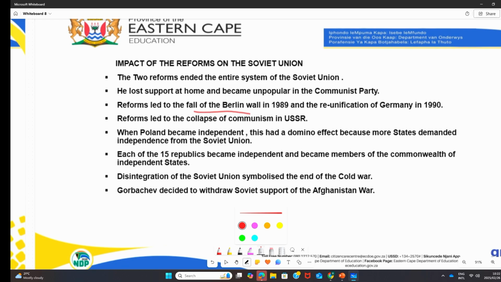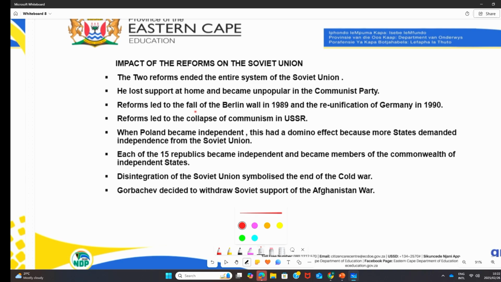Just imagine, you are a president. You don't have support at home. How would you lead people who do not want you? He lost support and he even became unpopular in the Communist Party. Now, his reforms led to the fall of the Berlin Wall. So when you are discussing an essay on the collapse of the Soviet Union, I need you to say something about the end of the entire system. I need you to talk something about the fall of the Berlin Wall in 1989.